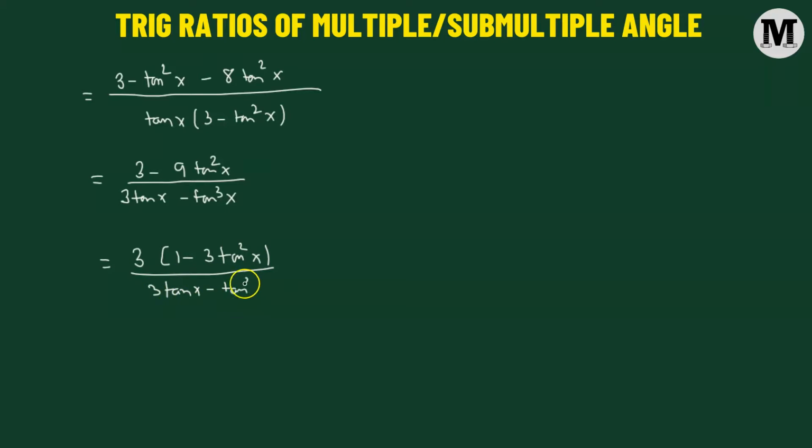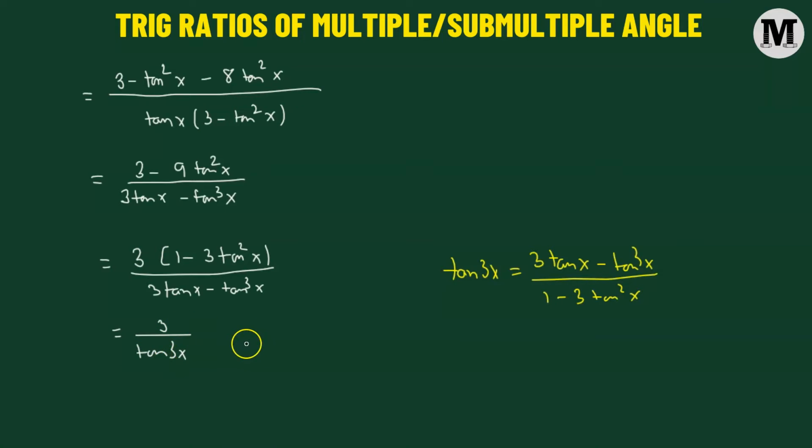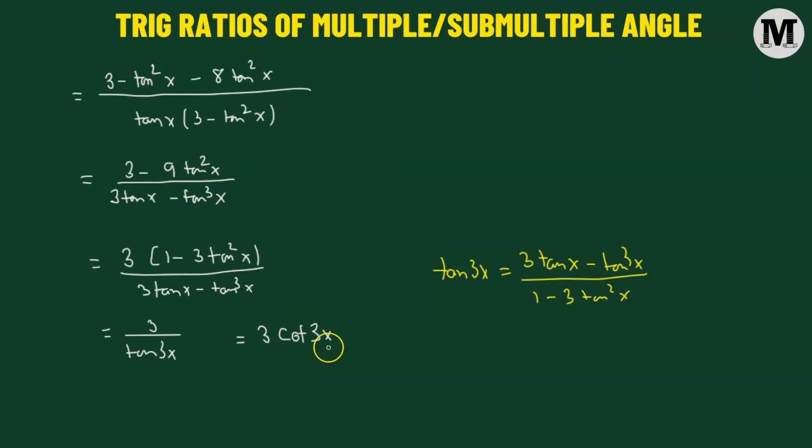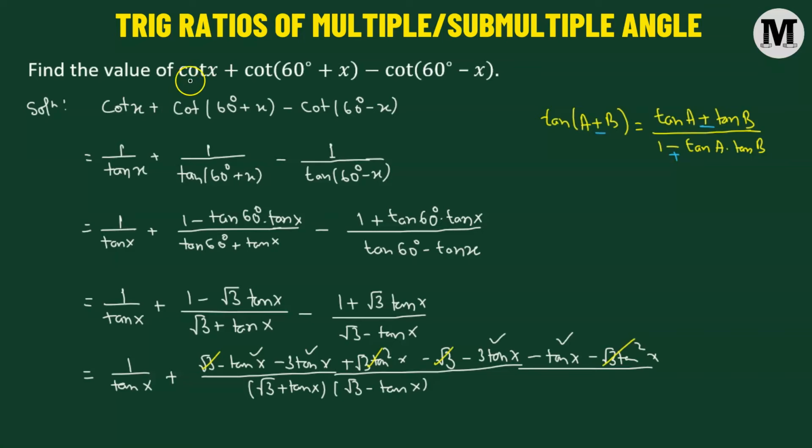Now we know that there's a standard formula. If we have tangent of 3x, that's given by 3 times tangent of x minus tangent cubed x, whole divided by 1 minus 3 times tangent squared x, which means that we get 3 divided by tangent of 3x. And if we take this to the numerator, this will be simply equal to 3 times cotangent of 3x. So therefore, the value of the trigonometric expression cotangent of x plus cotangent of 60 degree plus x minus cotangent of 60 degree minus x will be equal to 3 times cotangent of 3x.